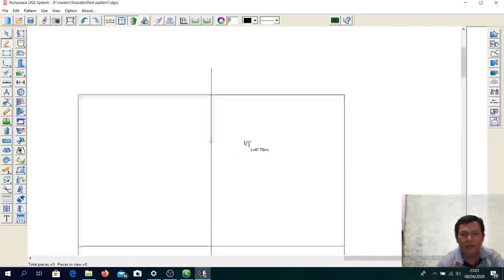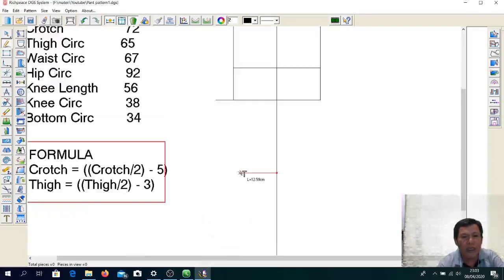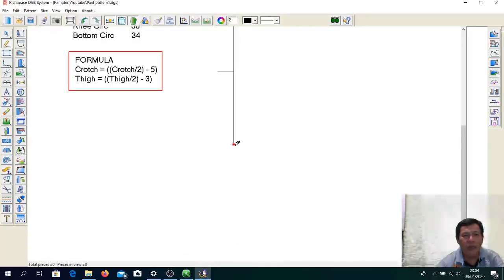Okay. And then the knee circumference is 38. 38 divided by 4 is 9.5, minus 1, so 8.5. So 8.5. Okay. And then for the bottom opening, the bottom circumference is 34. 34 divided by 4 becomes 8.5, minus 1 becomes 7.5.